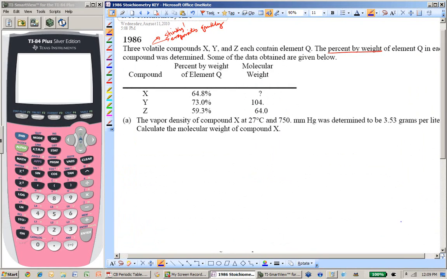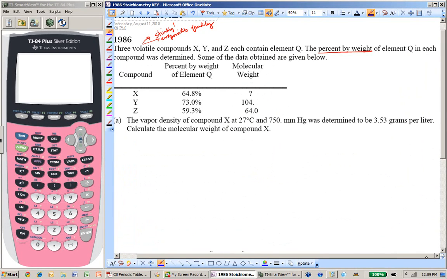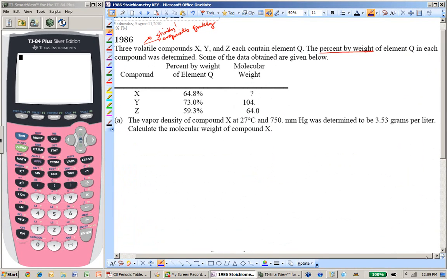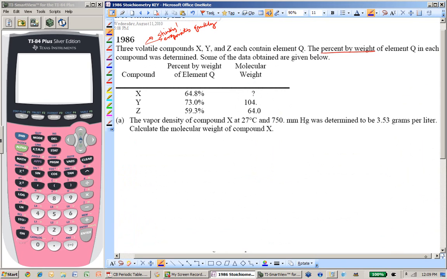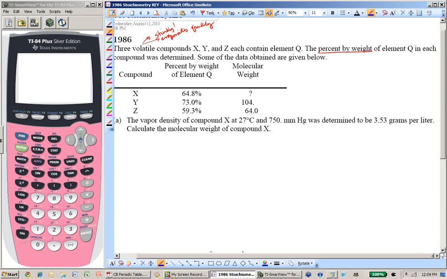The difference between a gas and a vapor is that a vapor comes from something that was a liquid at room temperature, like gasoline, like rubbing alcohol, like perfumes. So the vapor density of the compound is just the density. But if it's a vapor or a gas, it's going to be given to you in grams per liter. That's important to know. Of compound X at 27 degrees Celsius and 700 millimeters of mercury.